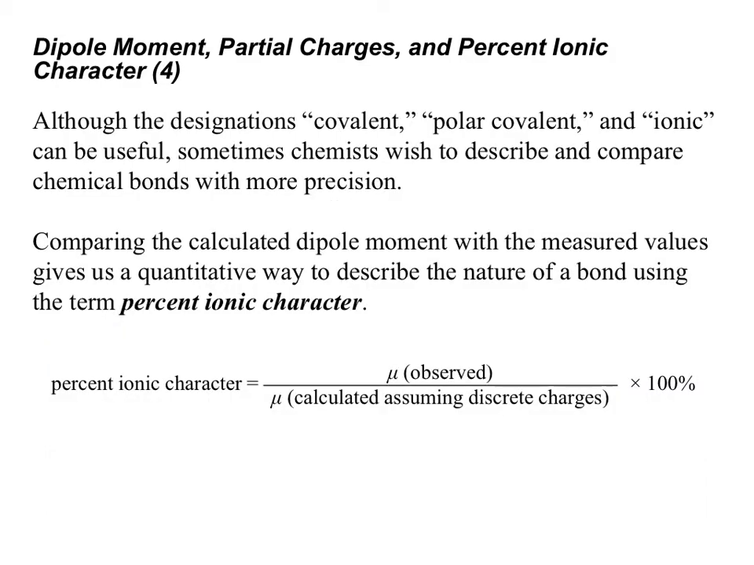Although the designations covalent, polar covalent, and ionic can be useful, sometimes chemists wish to describe and compare chemical bonds with more precision. Comparing the calculated dipole moment with the measured values gives us a quantitative way to describe the nature of a bond using the term percent ionic character. Percent ionic character is the observed dipole divided by the calculated dipole, assuming discrete charges, times 100%.